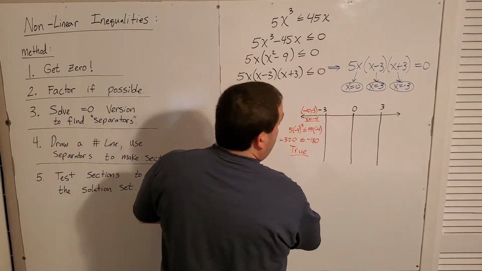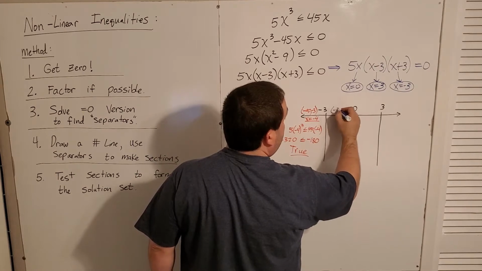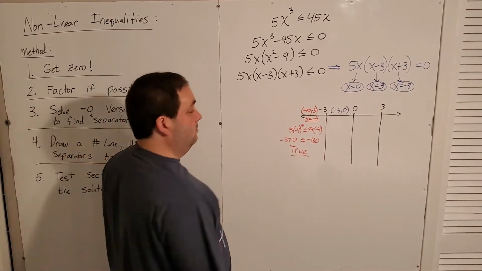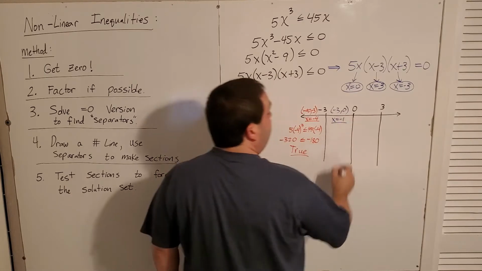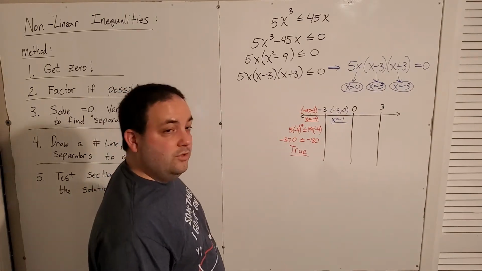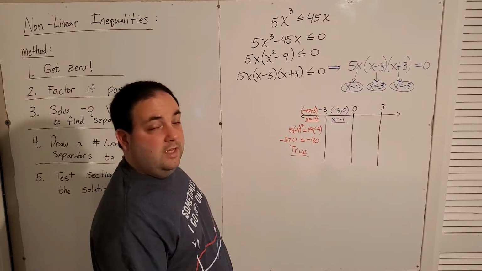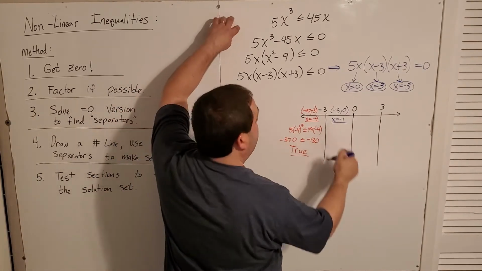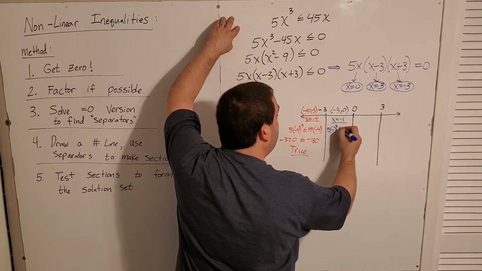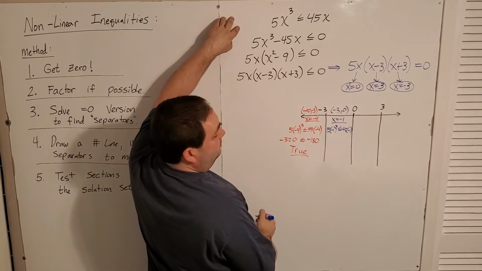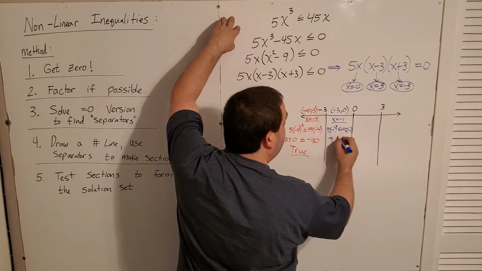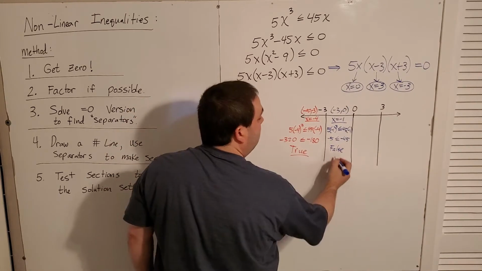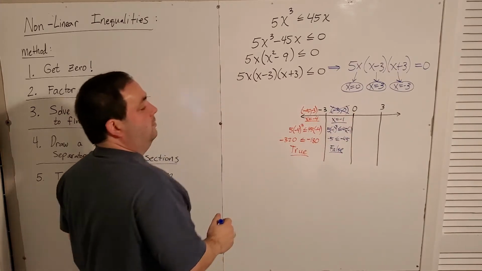Okay? Next section, I can pick anything between negative 3 and 0. So maybe I'll pick negative 1. It doesn't matter what you pick as long as it's in that interval. You could pick negative 1.2745, a little bit less advisable because it takes you more time to calculate, but you get my point. So I'm going to plug negative 1 in. 5 times negative 1 cubed less than or equal to 45 times negative 1. That's just going to give me negative 5 is less than or equal to negative 45, which is false. So I won't be using this interval in my answer.